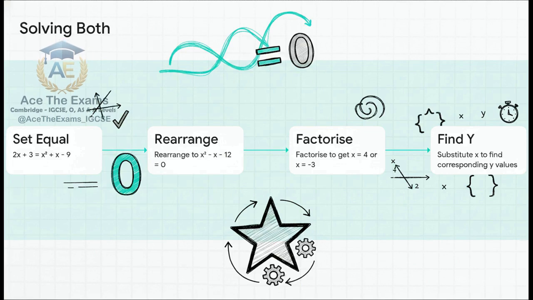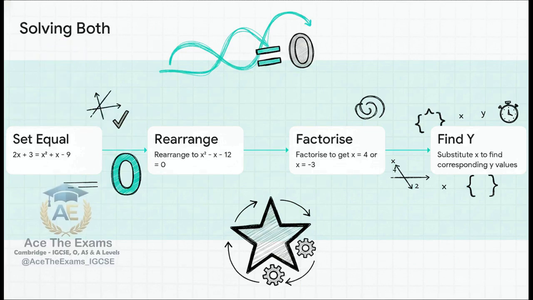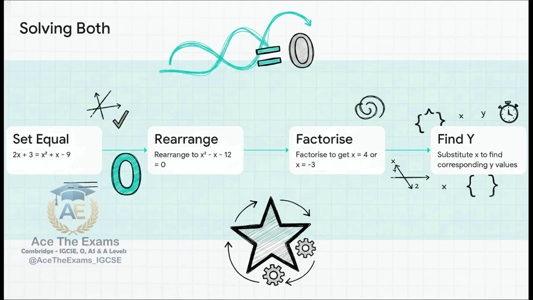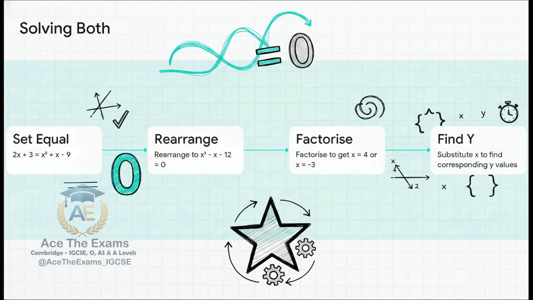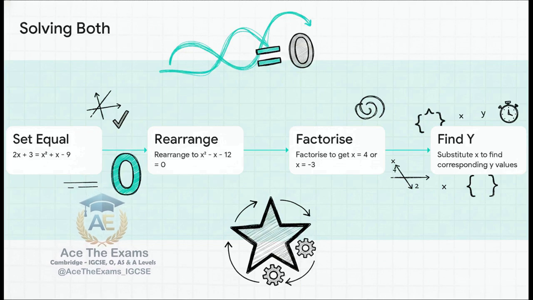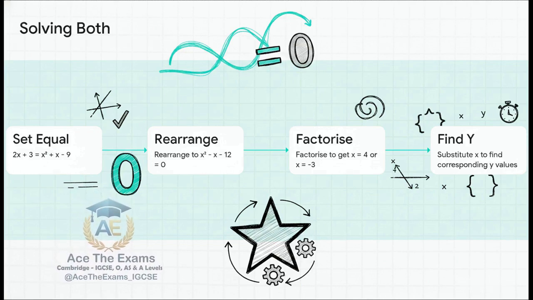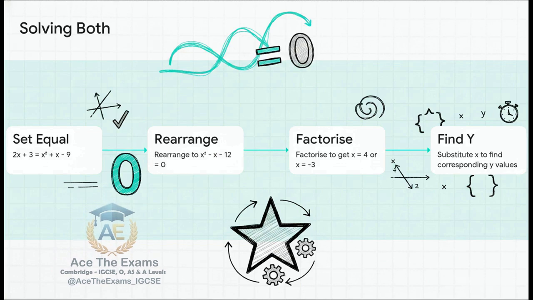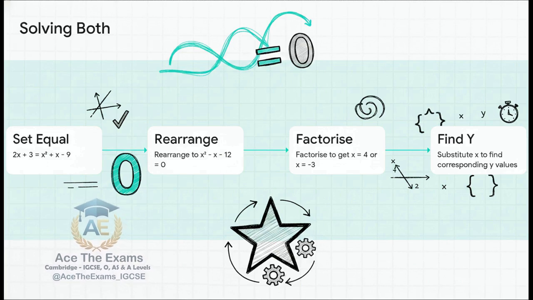Step 2 is the rearrangement phase. We want one side to equal exactly 0 because that's the standard quadratic format we need. So let's move everything to the right. We subtract 2x from the right side. x minus 2x gives us a negative x. We subtract 3 from the right side. Negative 9 minus 3 gives us negative 12. So our brand new beautiful equation is x squared minus x minus 12 equals 0.